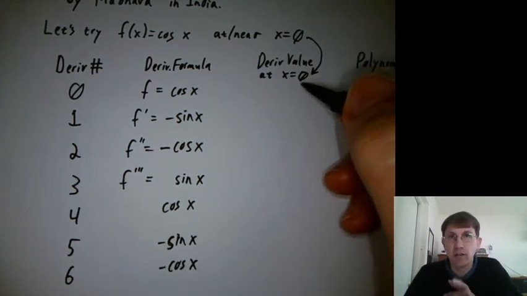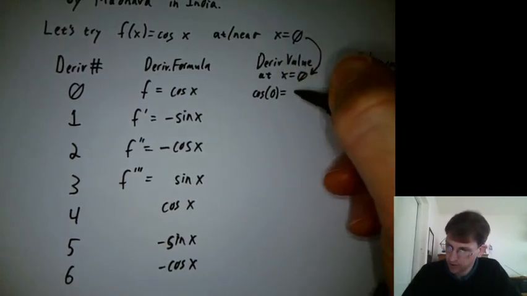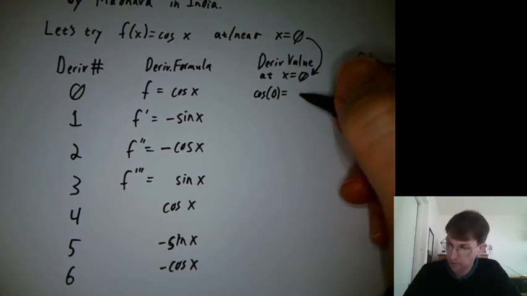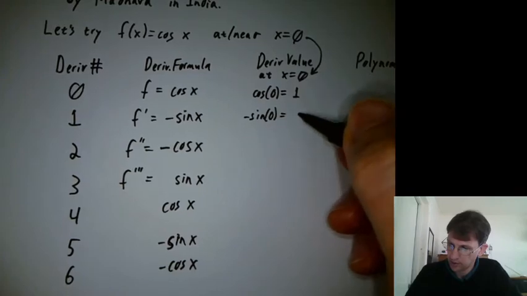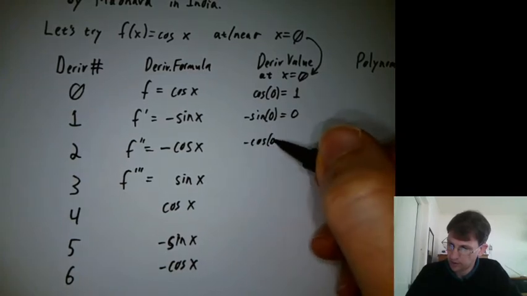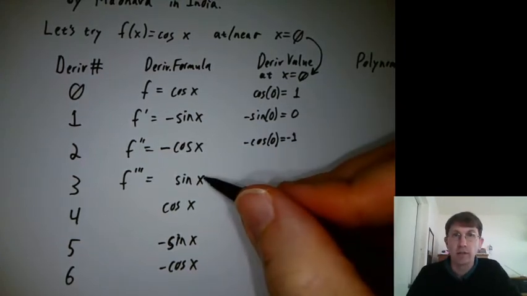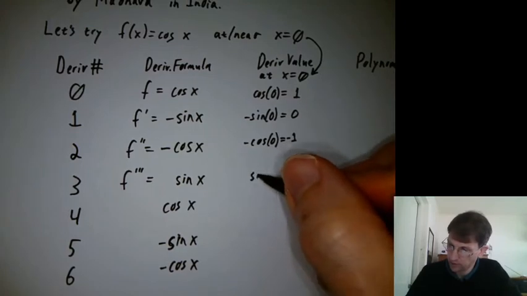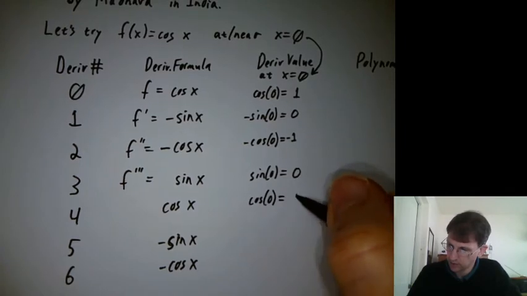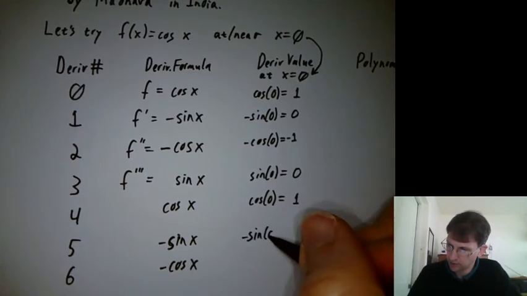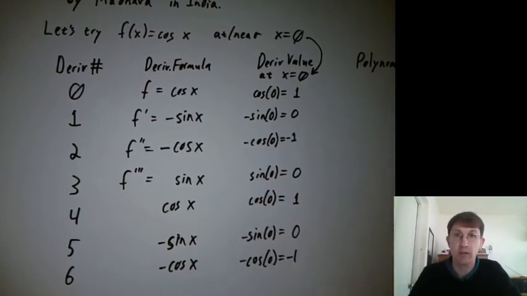What's the derivative value at x equals 0? So cosine of 0 is not 0, it's 1. Negative sine of 0 is 0. Negative cosine of 0 is, oh, with a negative, negative 1. Sine of 0 is 0. Cosine of 0 is 1. Negative sine of 0 is 0. And negative cosine of 0 is negative 1.